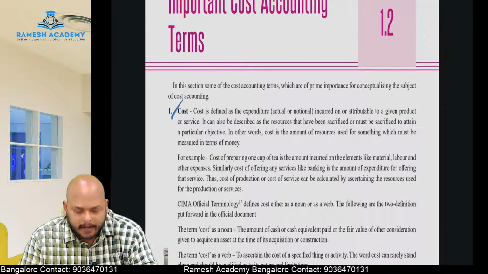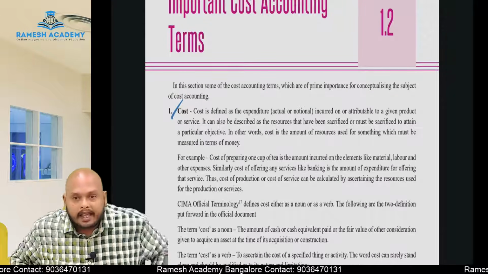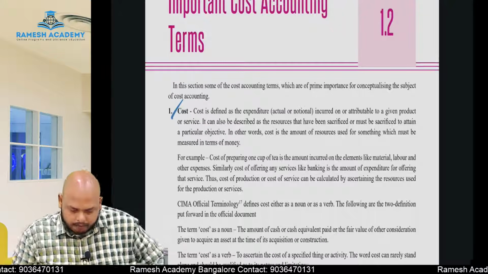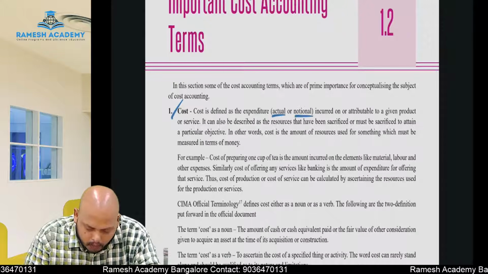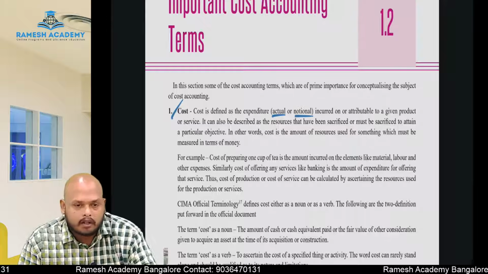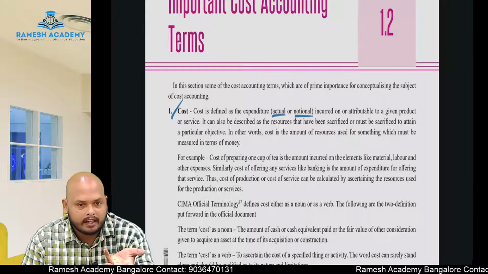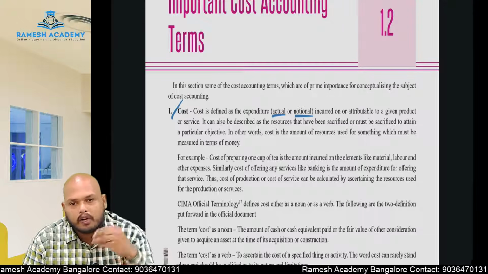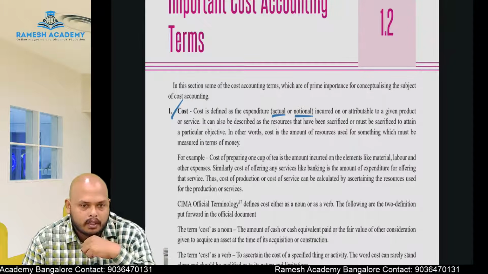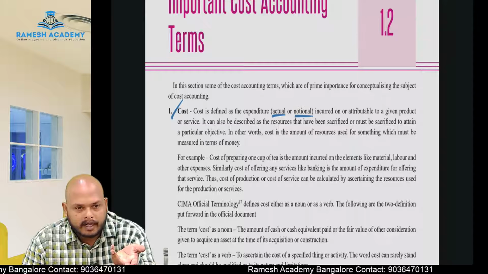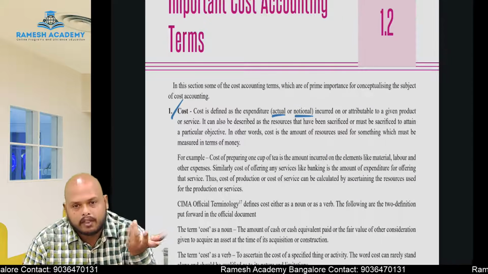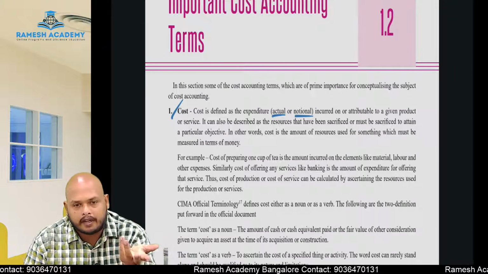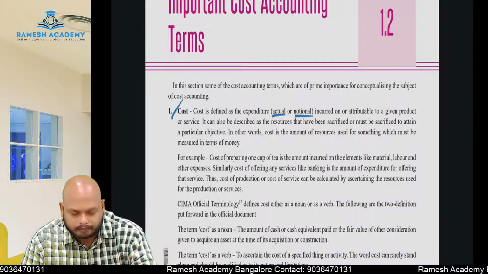A cost is defined as what? It is defined as the expenditure incurred, either actual or notional. Actual means what we are really incurring. For example, you go to a shop to purchase a pen and you pay 10 rupees. That is called actual. What do you mean by notional? If the stationery shop belongs to your friend, you will bring the pen free of cost. That is called notional. Why? Because he is your friend, so you are not paying him money.